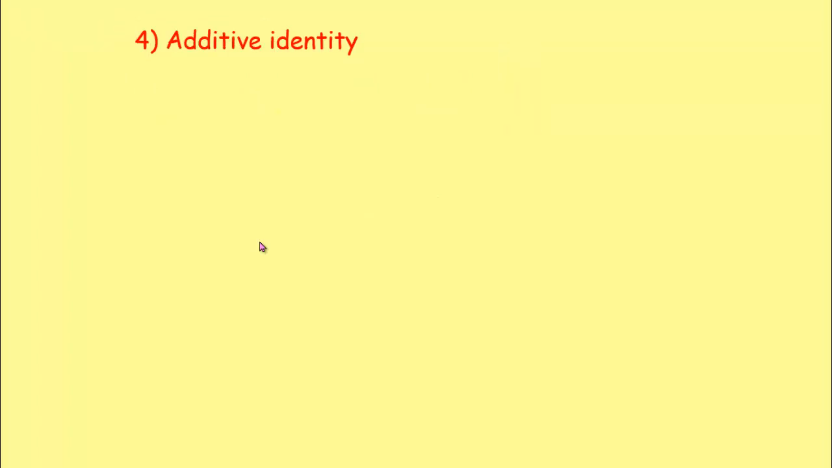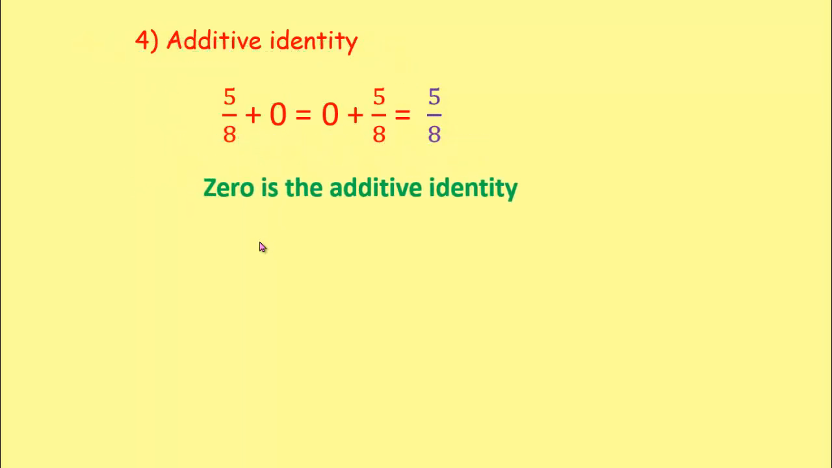Let's go now for the fourth property, which is the additive identity. The additive identity in Q is 0. If I made 0 plus any number, I will still have the number as it is. 0 is the additive identity.